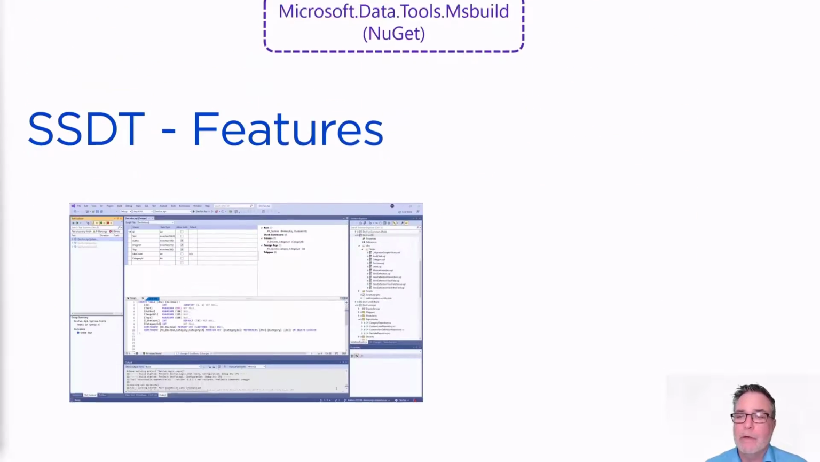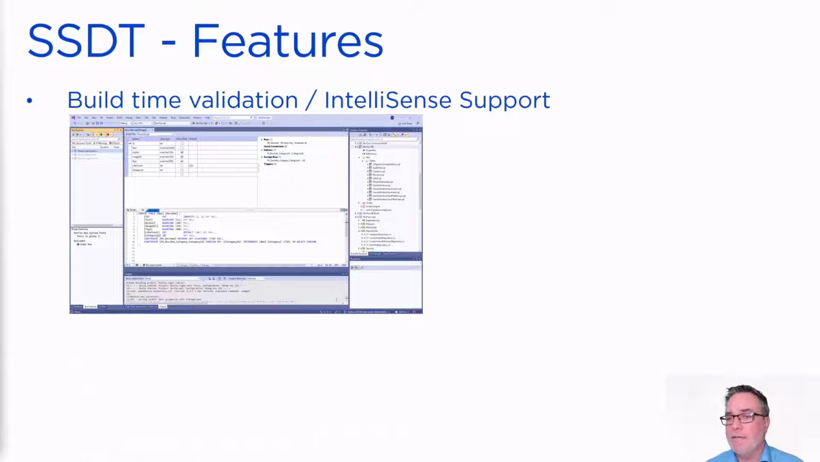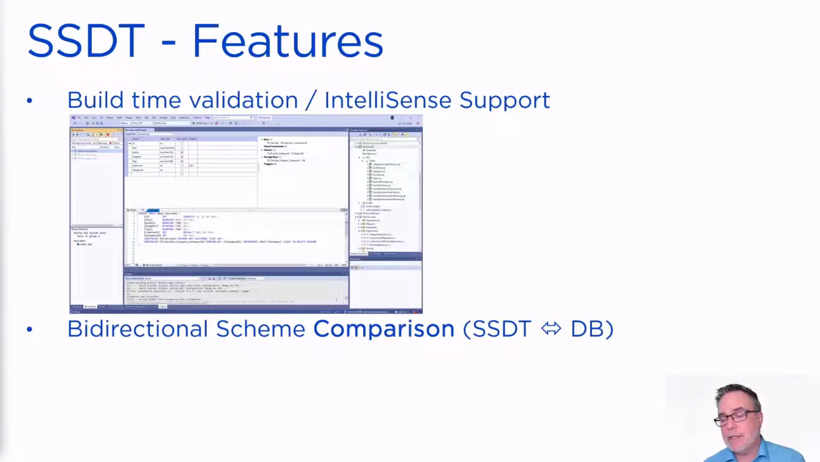So all in all, what features do we use? We have build-time validation, we have a great editor in Visual Studio, we can visually design our database as well as in the SQL files by text only. We have this bidirectional scheme comparison from the SSDT project to a database and from the database to our project, so we can easily convert code written by DBA in a development database to our file structure in Git.